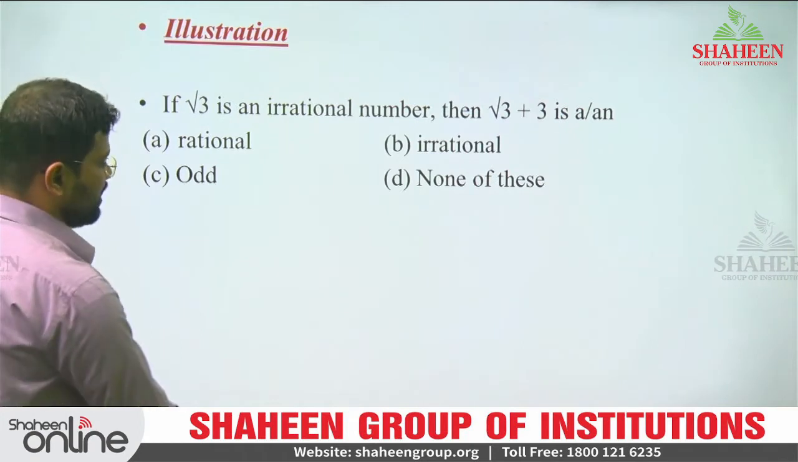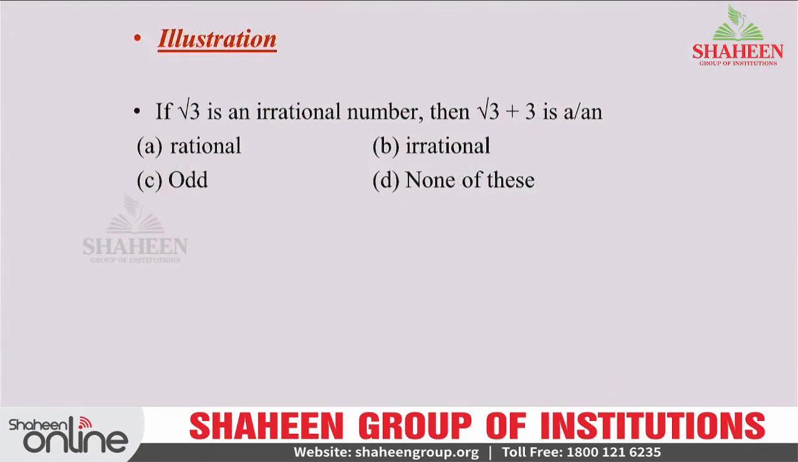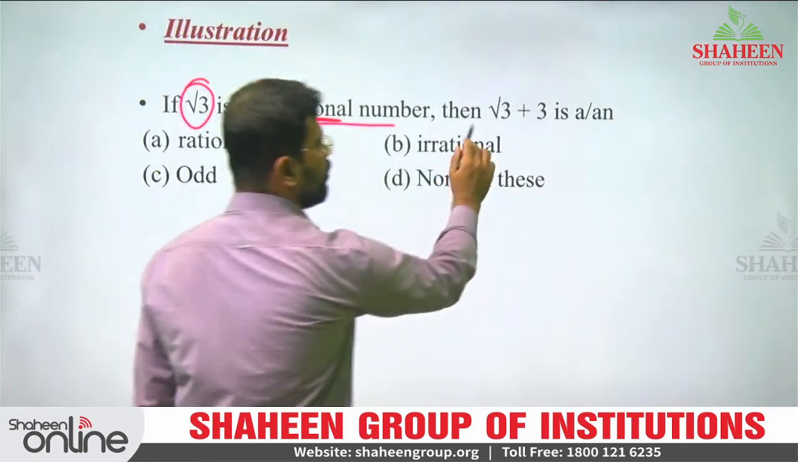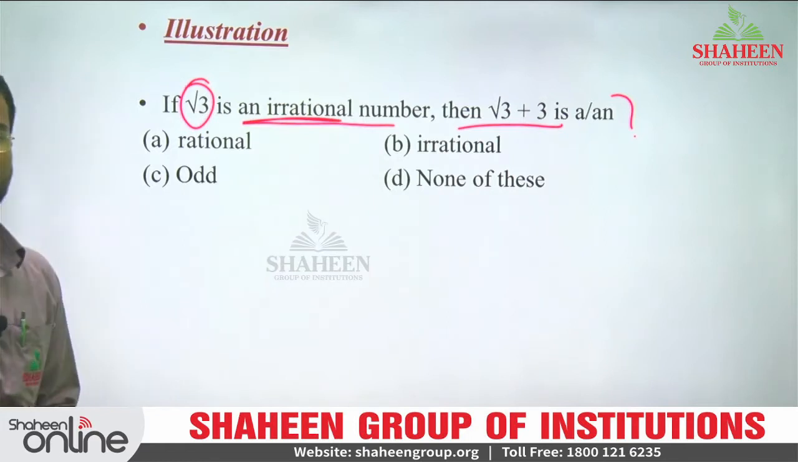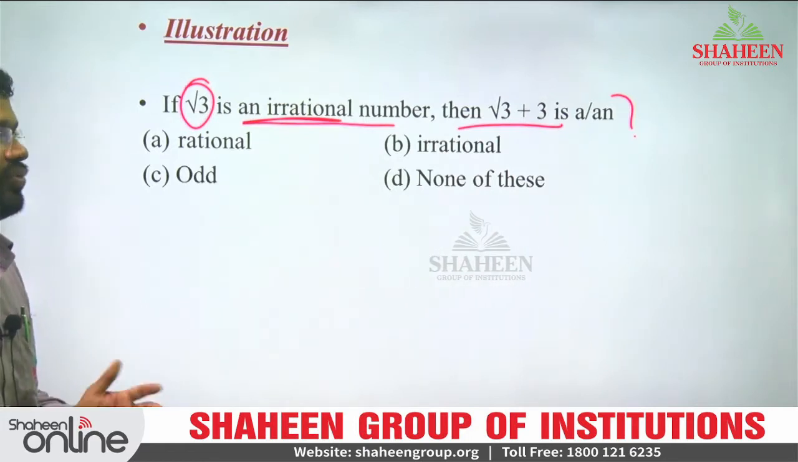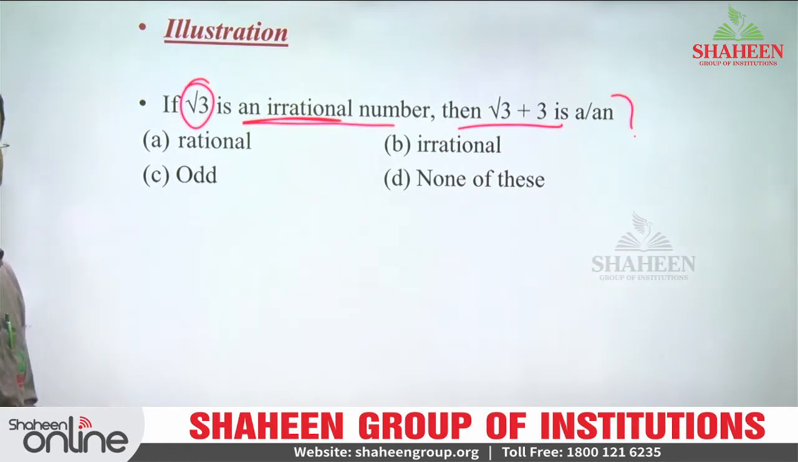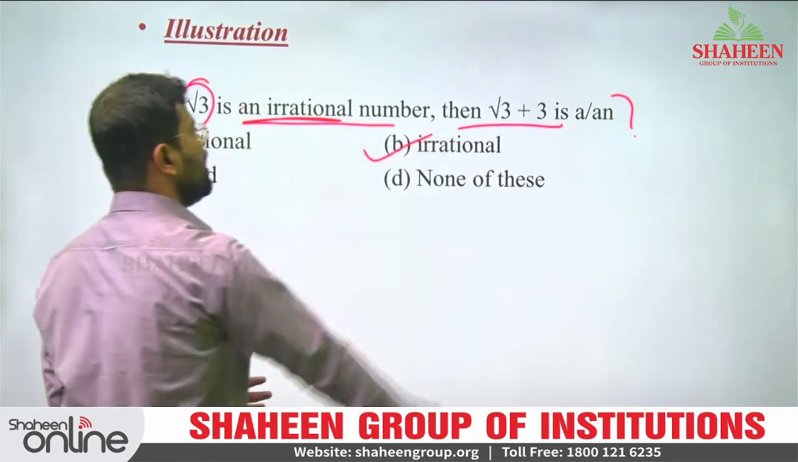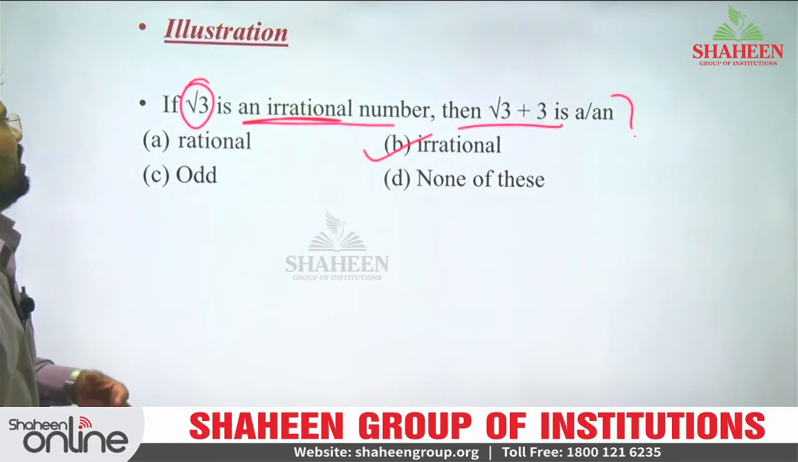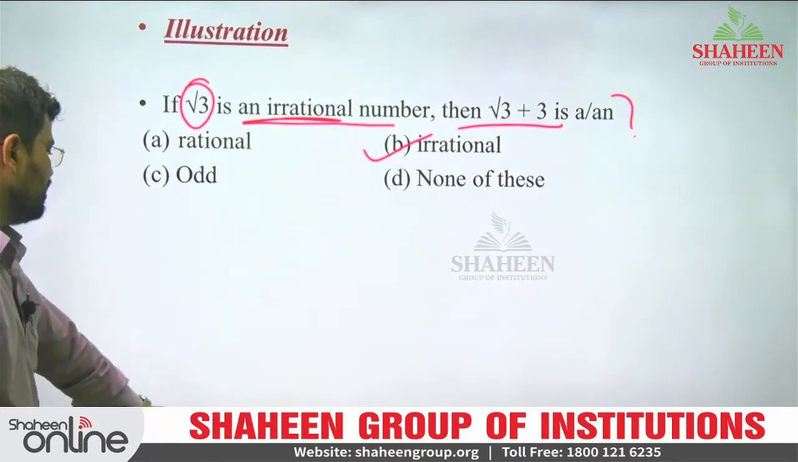Friends, let us take one example. Root 3 is irrational, clearly given. Then root 3 plus 3 is what? Root 3 is irrational, so if you add anything, of course it will have a non-terminating decimal part. So again that also will be irrational. Even the answer will be irrational.